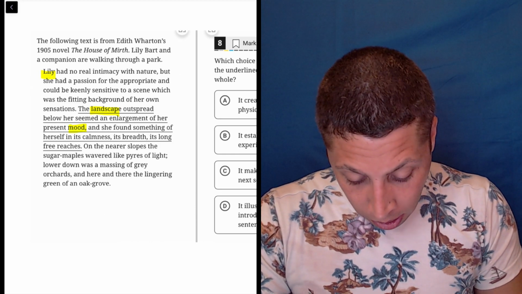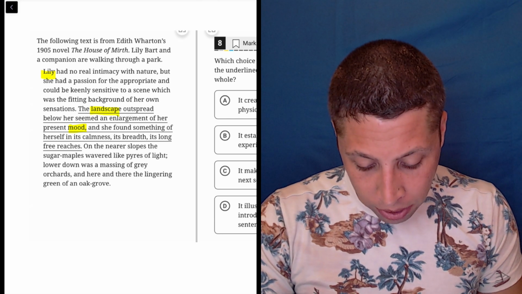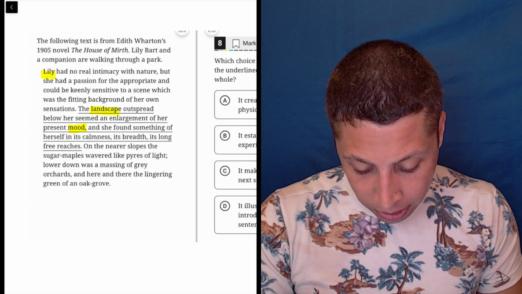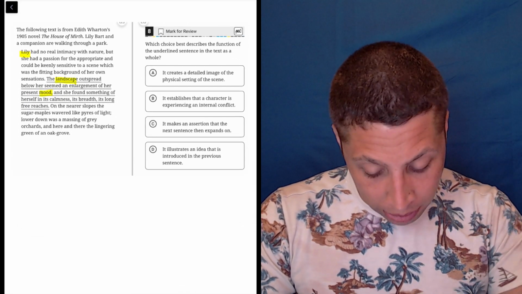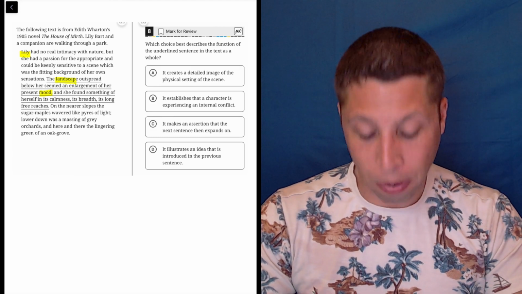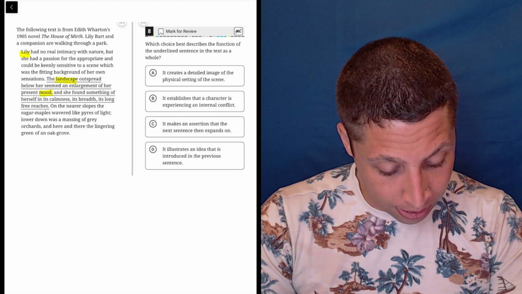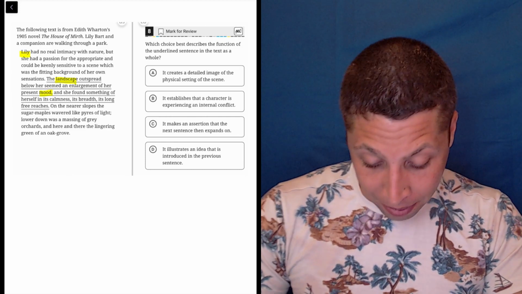Yeah. Cool. On the nearer slopes, the sugar maples wavered like pyres of light. Lower down was a massing of great orchards, and here and there the lingering green of an oak grove. So that's descriptive, but specifically, we're talking about her mood and the landscape. So I'm looking for a choice that probably talks about those things as well. So what's the function? A, it creates a detailed image of the physical setting of the scene. No, it does not. Maybe the next sentence does.